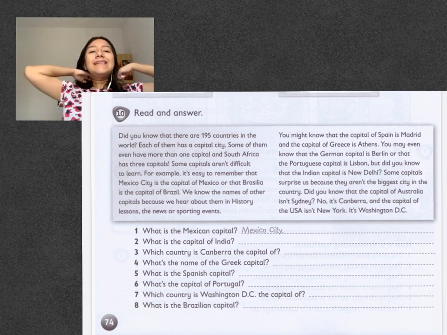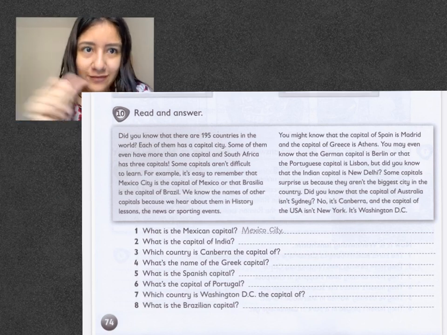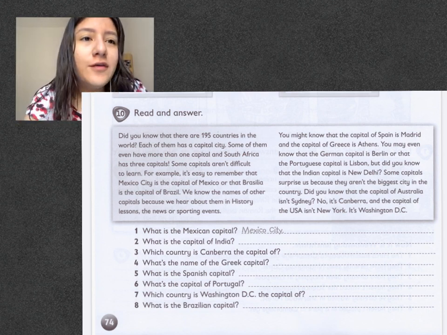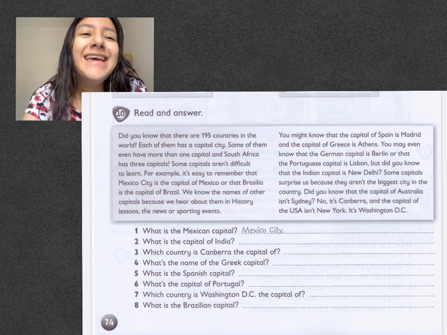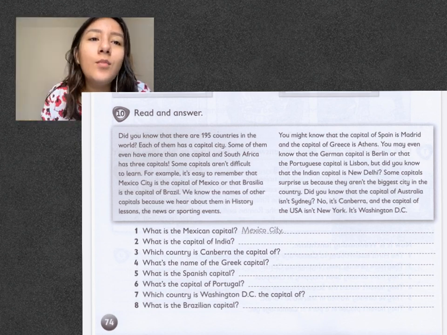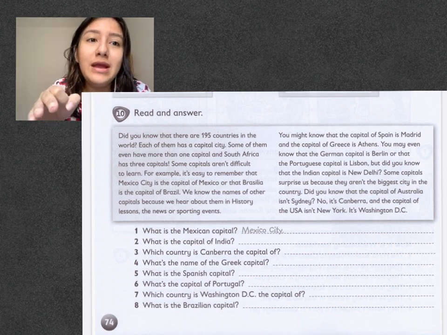Okay, now on exercise number 10, it says read and answer. We're going to read really fast. It says, did you know that there are 195 countries in the world? Each of them has a capital city. Some of them even have more than one capital, and South Africa has 3 capitals. Some capitals aren't difficult to learn.